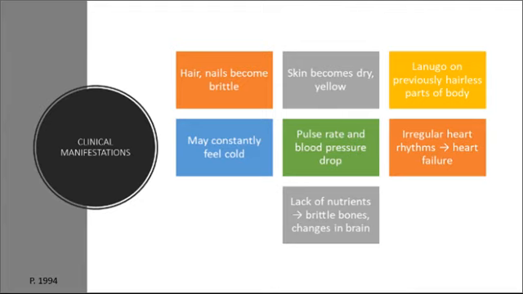The picture on page 1994, it affects from head to toes: brittle nails, yellowing skin, this lanugo, the baby hair forming where there normally wasn't hair, feeling cold, low blood pressure and heart rate, arrhythmias, brittle bones, changes in the brain causing brain fog and impaired cognition and depression.